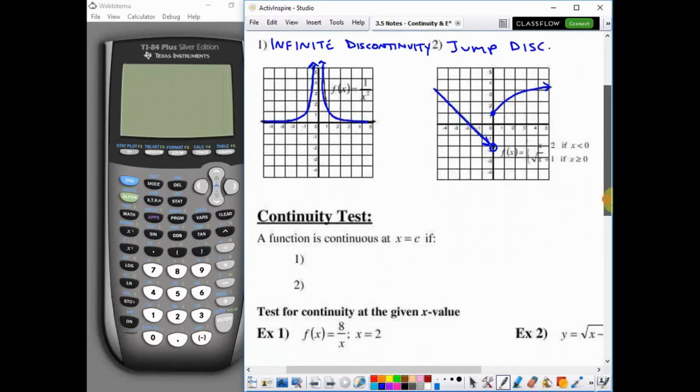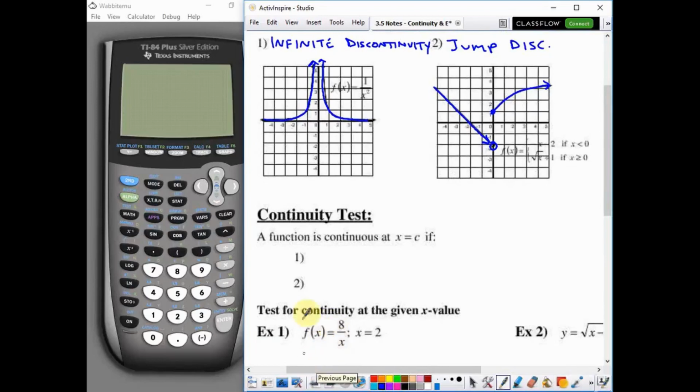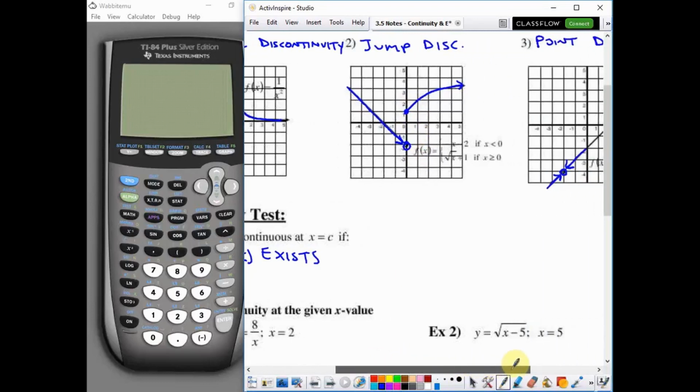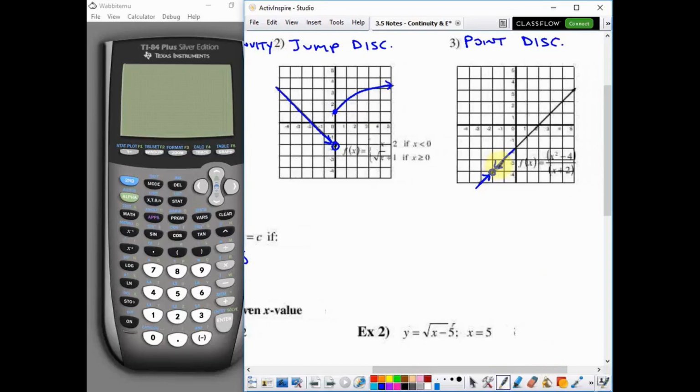So the continuity test, to determine if a function is continuous at x equals c, the first thing you have to check for is, does f of c exist? A function is continuous first of all, if f of c exists. In our first graph up here, f of 0 does not exist. It fails that test. In our second graph, f of 0 does exist, so it actually passes the first test. In our third graph, f of -2 does not exist, so it's discontinuous there.